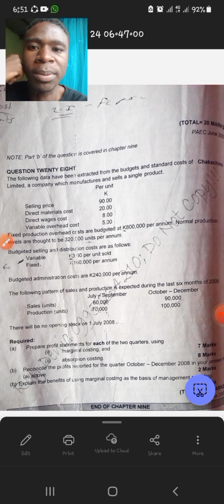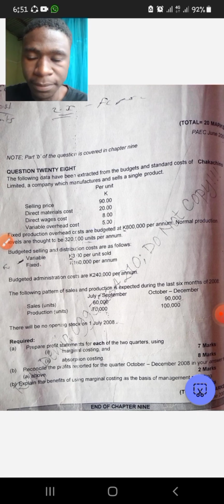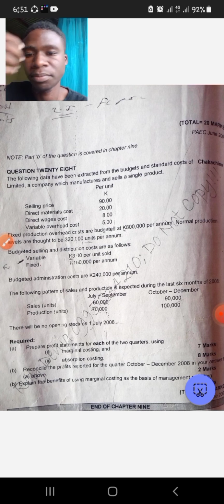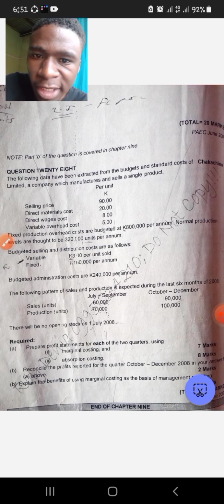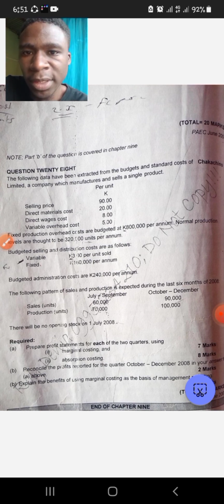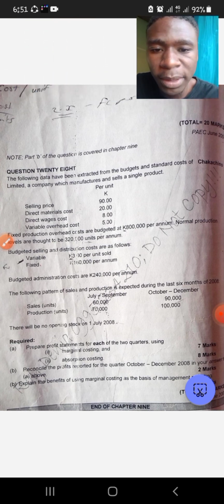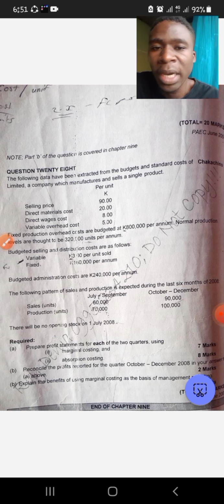So in exams, they can ask us to prepare the profit statement using marginal and absorption costing. The following data has been extracted from the budgets and standards of Chakajino Limited, a company which manufactures and sells a single product. So they have given us a cost card. In each and every question, we should make sure that we prepare our own cost card, so that it should be very easy.